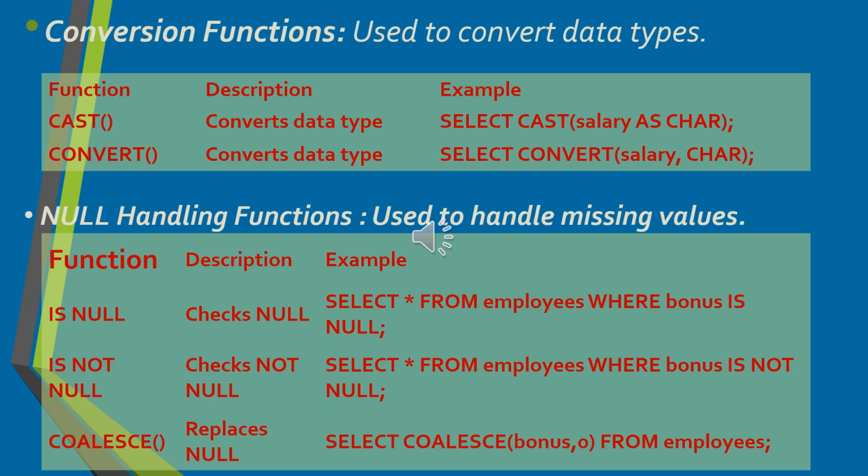Conversion functions are used to change data types. They help convert numbers to text or dates to strings. Examples include cast and convert.